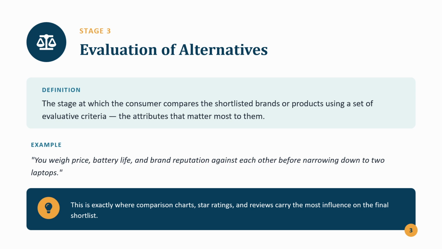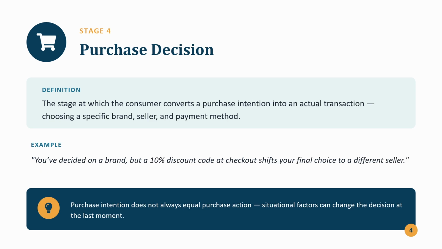At this stage, reviews, ratings, and comparison charts can significantly influence the final decision. After evaluating the alternatives, the consumer is now ready to make a purchase. This is the stage where the actual buying takes place. The consumer chooses a specific product, brand, seller, and payment method.